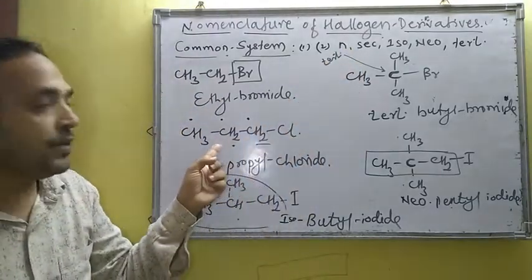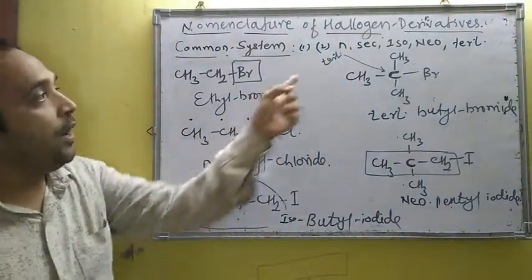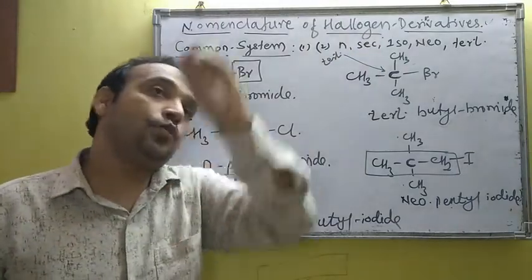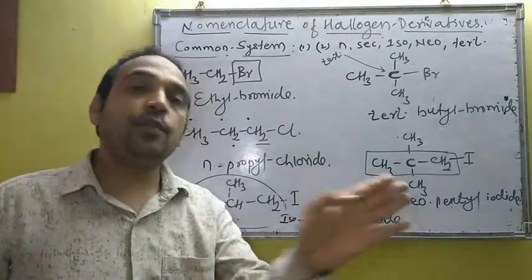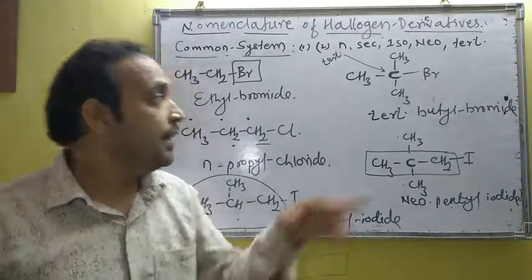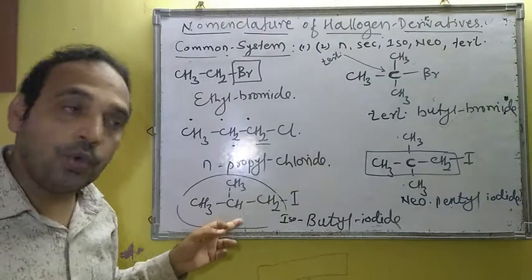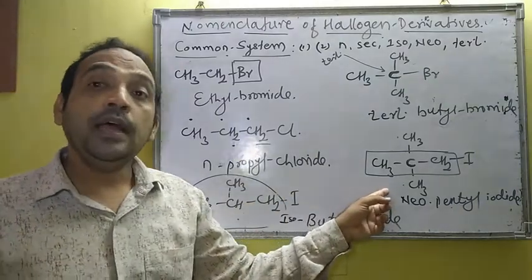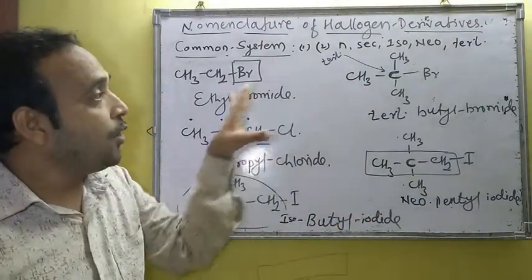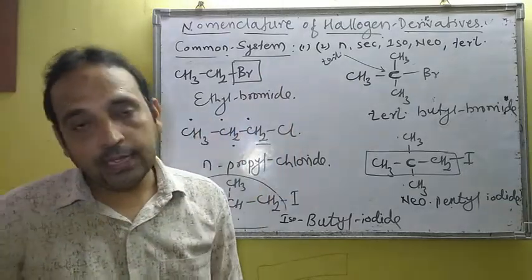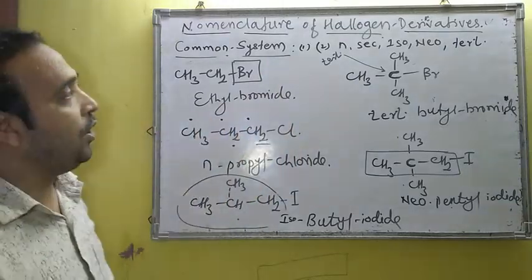Now I have tried to cover an example of every prefix. N: this one is N-propyl chloride. For sec, take butyl and attach the halide group to the secondary carbon; that will be sec butyl halide. Now it is the example of tertiary, this is the example of iso, and this is the example of neo. So these are the common system of alkyl halides, or we can say the common system of haloalkanes.